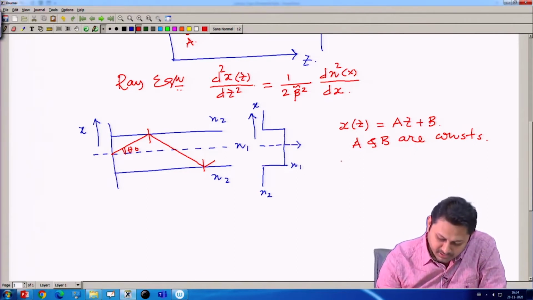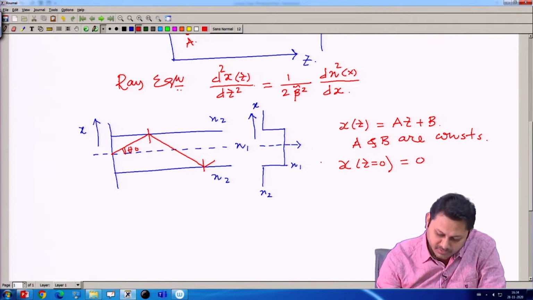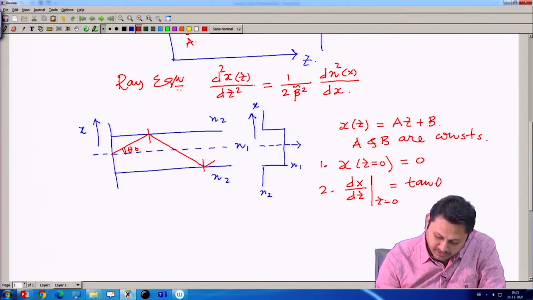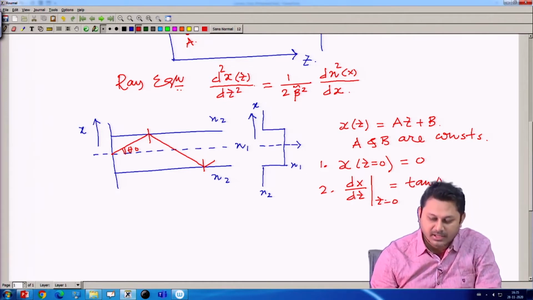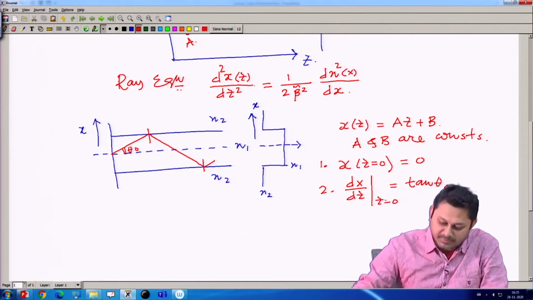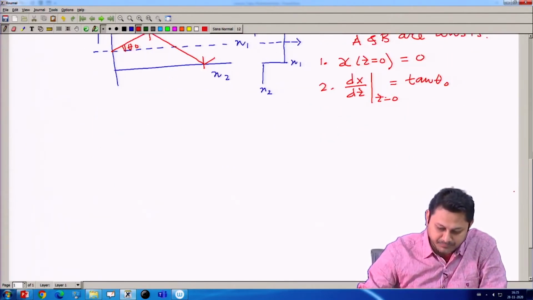What was the boundary condition? The boundary condition was x at z equal to 0 is equal to 0, that was the first boundary condition, and the second boundary condition was d of x d z at z equal to 0 is equal to tan of theta 0. That means the value of a depends on the initial angle theta 0.